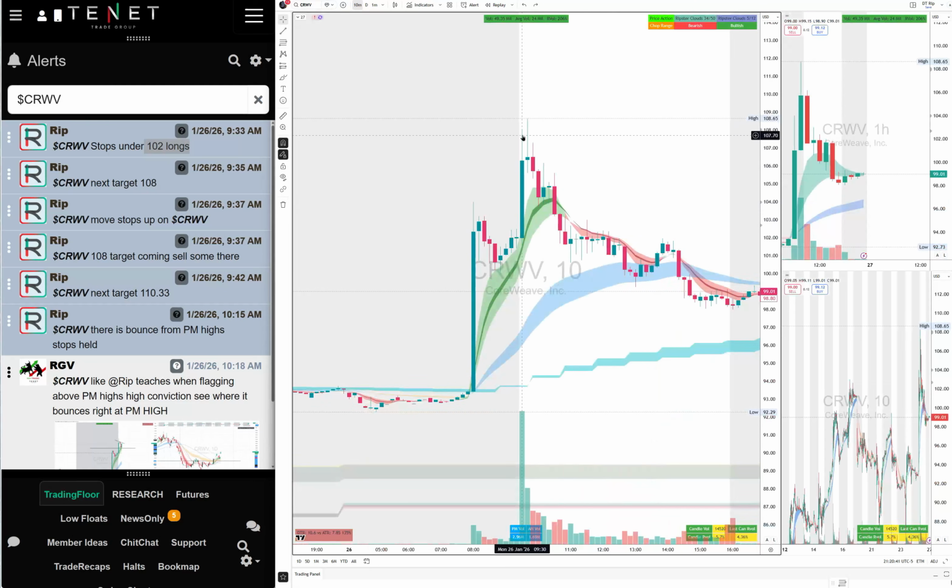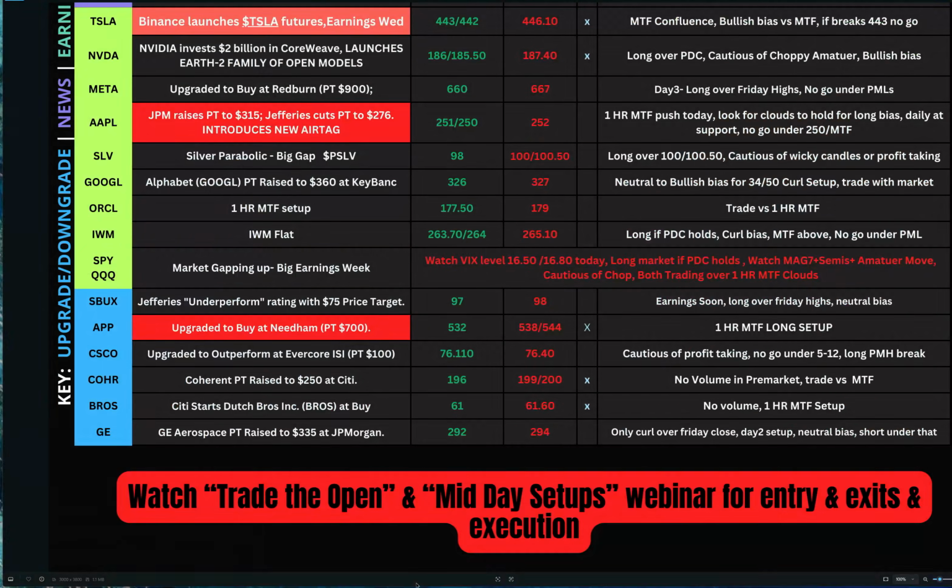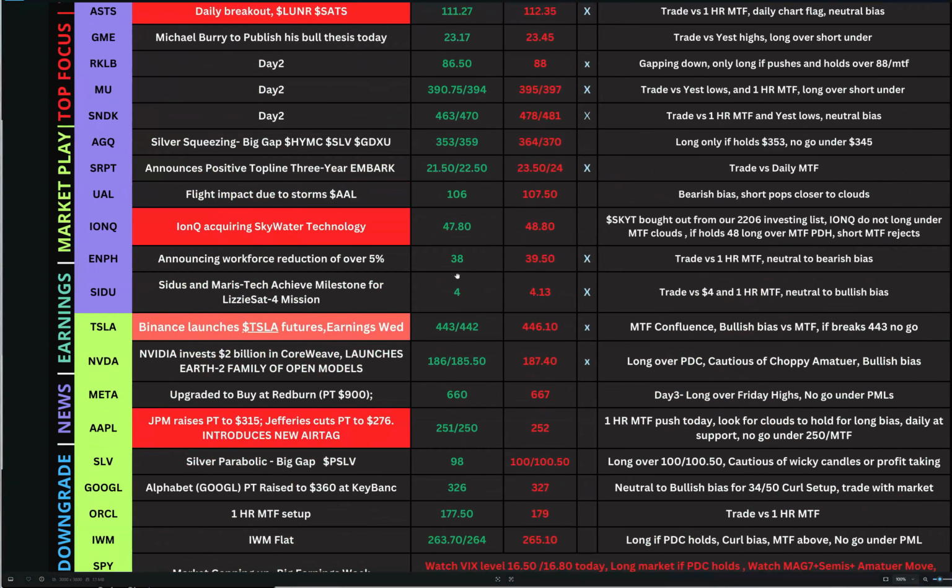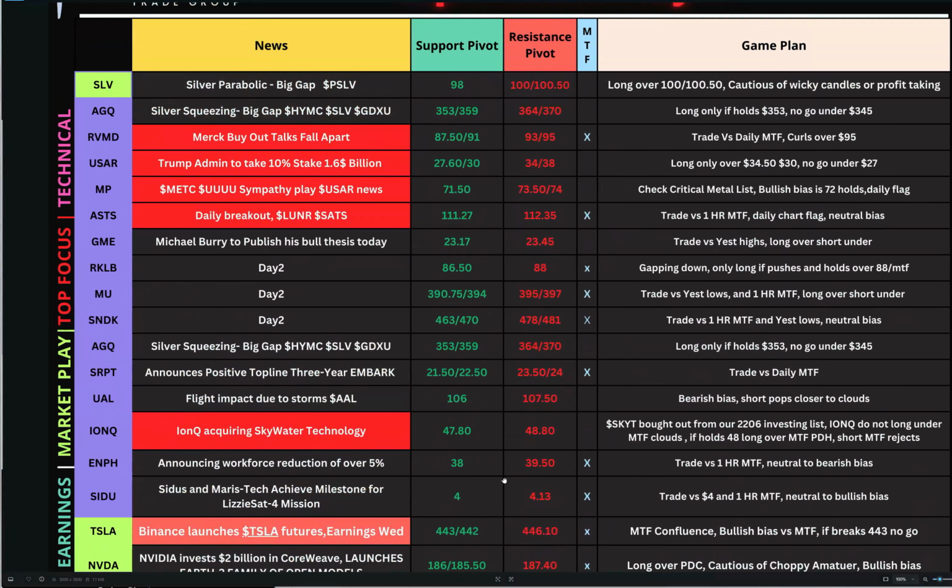So the key is similar to APP. We did not really hold after 10 a.m., so we didn't have an all-day runner. But regardless, if you look at our game plan here in the pre-market, let's take a look at the CRWV game plan.